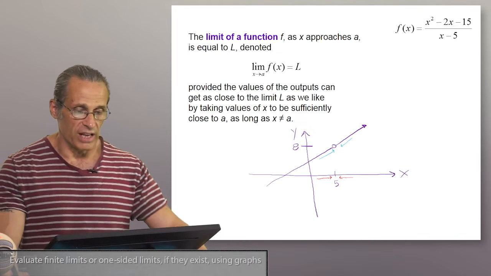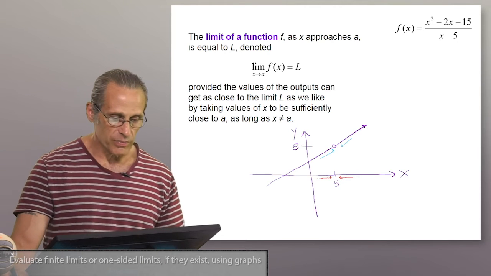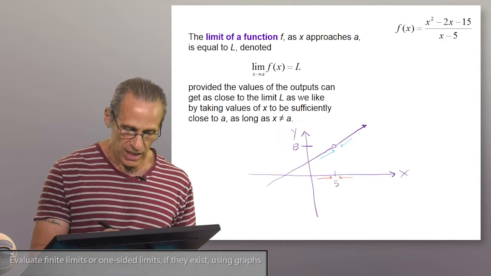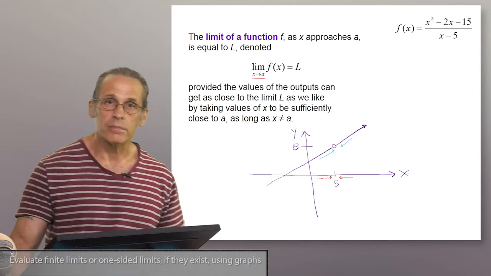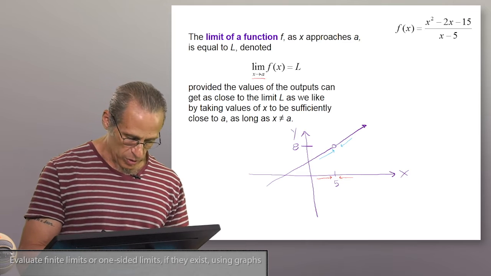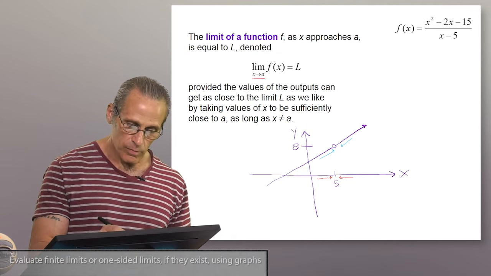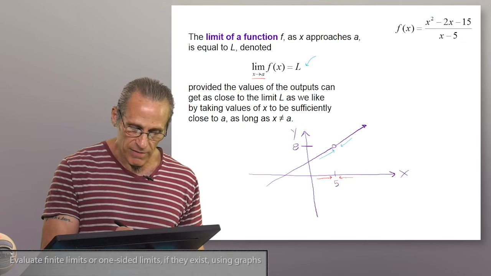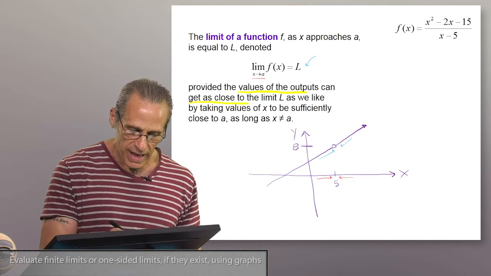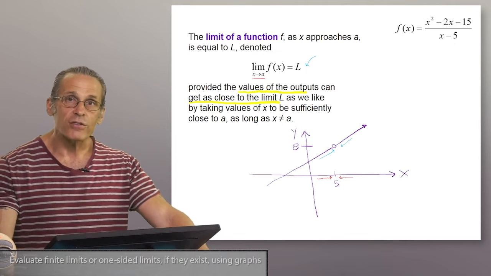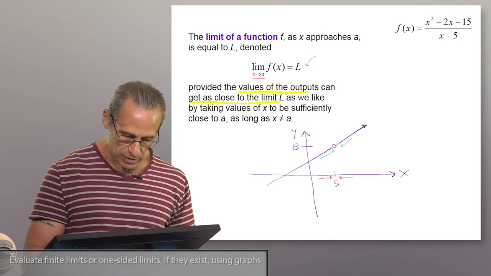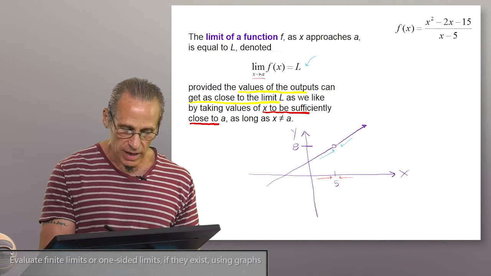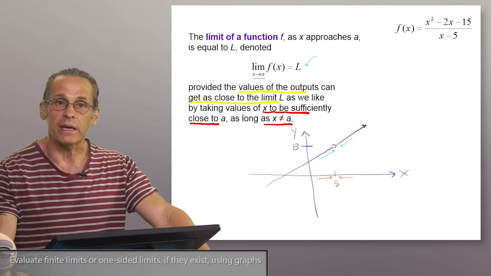The limit of a function as x approaches a is equal to L, and we denote it, x is approaching a. In this case, a is 5. L is that output that we're looking at, and that is provided that the values of the outputs can get as close to L as we like. All we have to do is take values of x to be sufficiently near or close to a, and we don't really care what happens at x equals a.